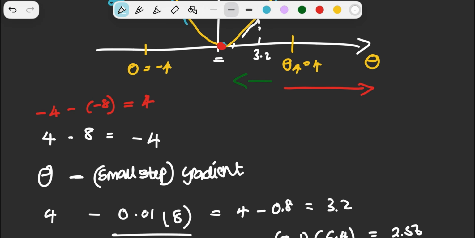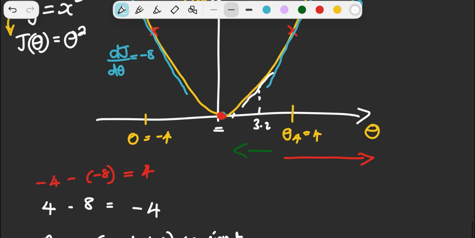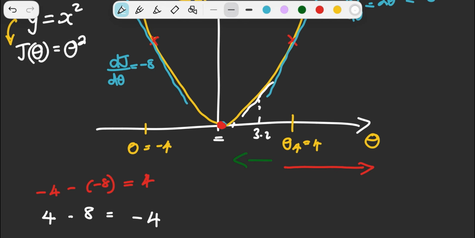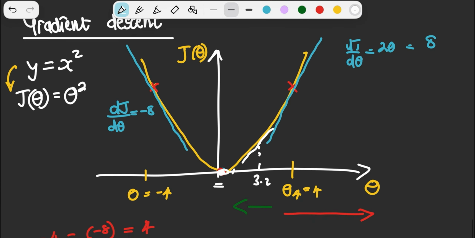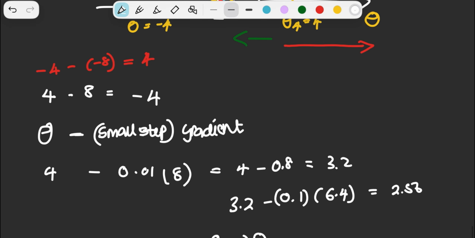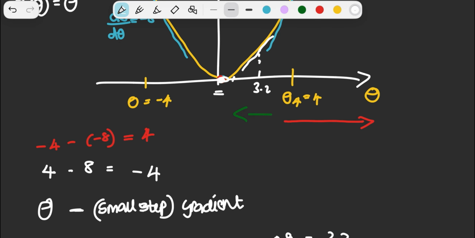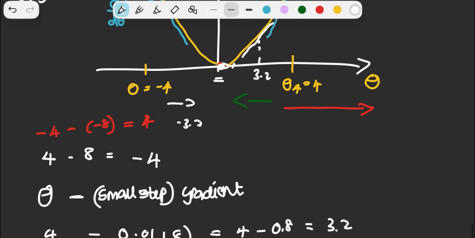In this case, you're going to get a smaller value. You look at the gradient at that point, and you keep on getting closer and closer to this point over here, right? The same can happen on the negative side. If your gradient is -8, remember theta minus the small step times your gradient. Minus and minus gives you a plus, so your value is going to get bigger in this direction. So it's going to be -3.5, then -3.2, then -2.56, and at the end of the day we're going to reach 0.